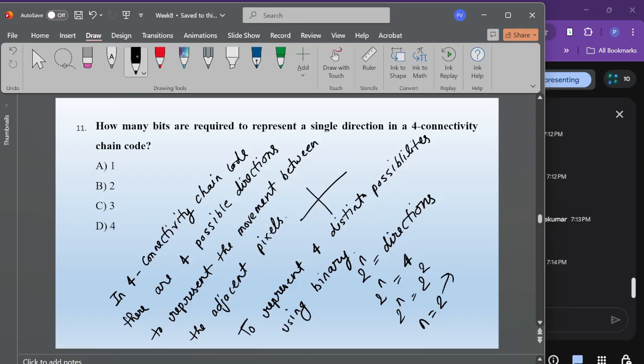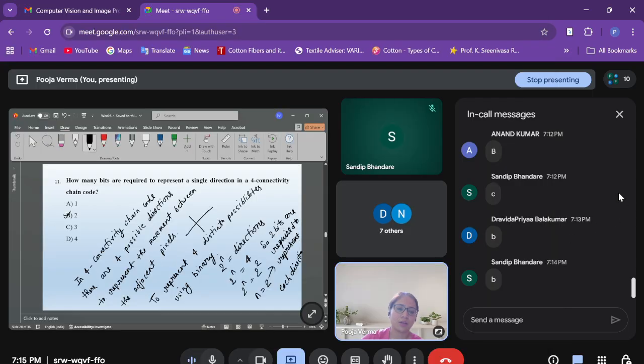Okay. So 2 bits are required to represent each direction. Okay, so option B is the correct answer for this question. Yeah, it's B, correct. Two bits are required to represent a single direction in a four connectivity chain code.